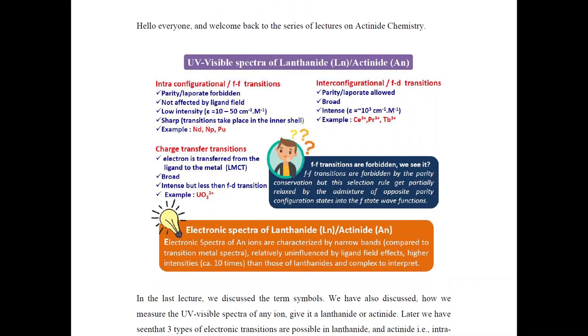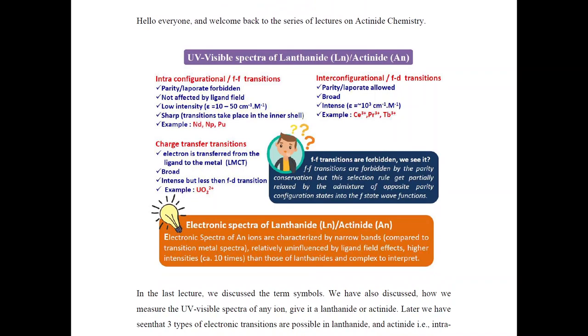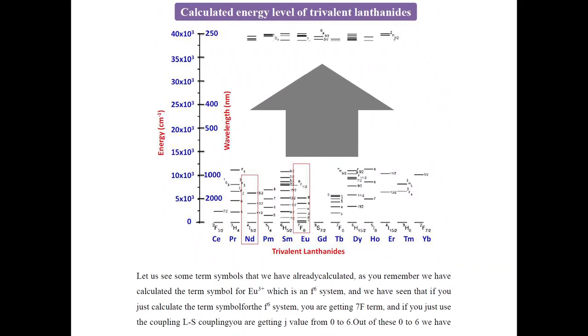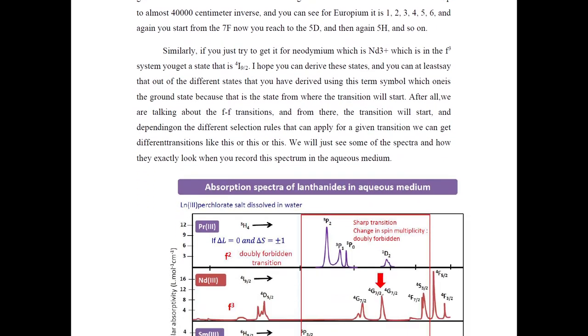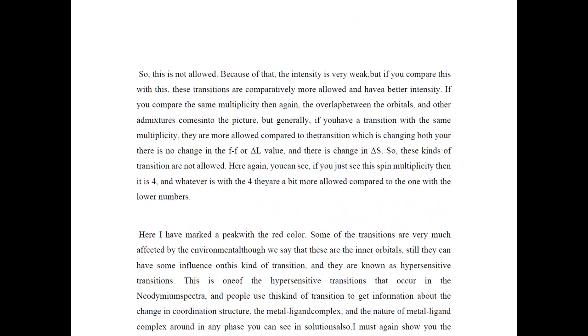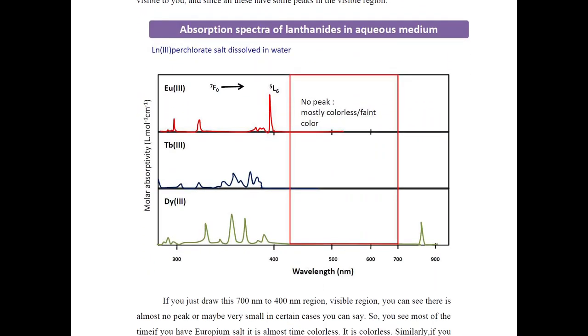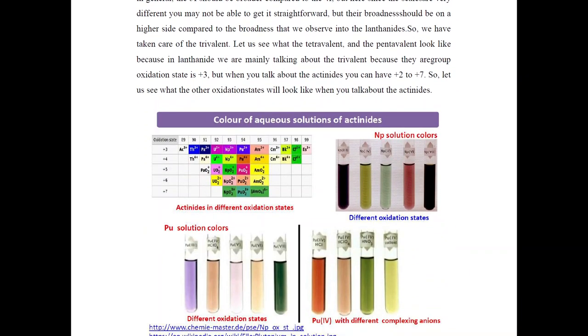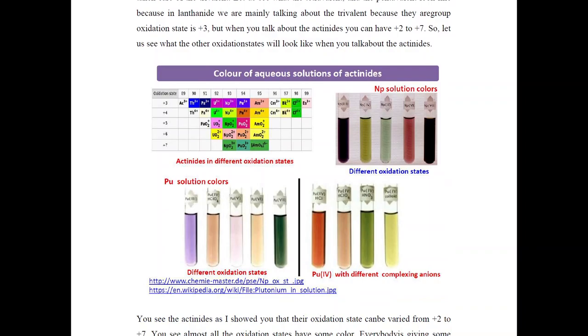In the last lecture we talked about UV-visible spectra of lanthanides and actinides. We already discussed it. Now you can calculate the energy levels of the trivalent lanthanides and the absorption spectra of lanthanides. And then comes the colors of solutions of them, for U in different oxidation states.